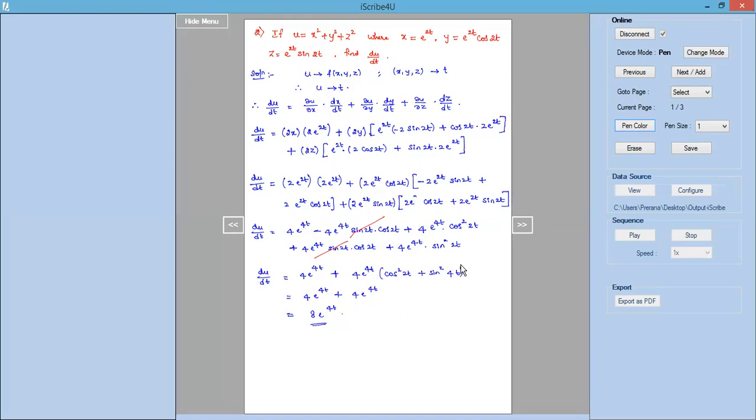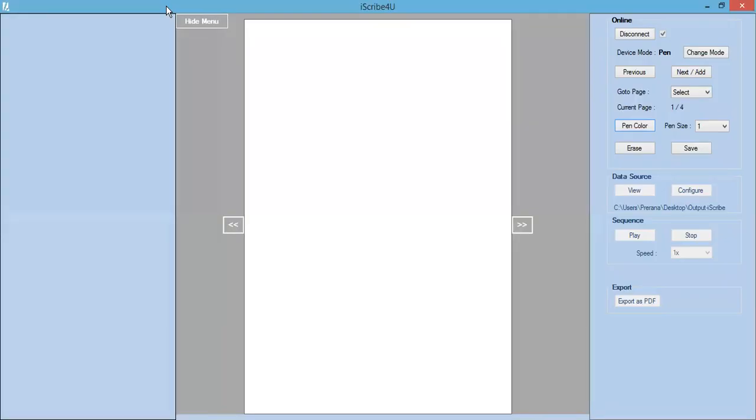Here u was a function of x, y, z and x, y, z were in turn functions of t. Now we will take up problems on the composite functions concept.